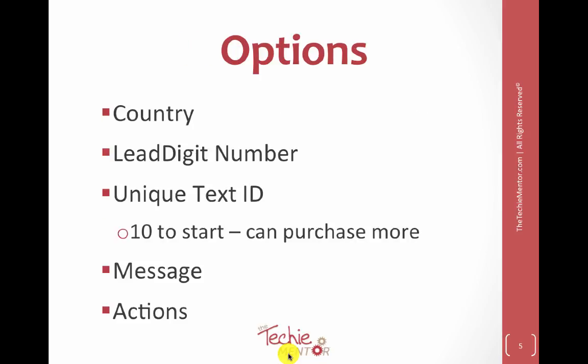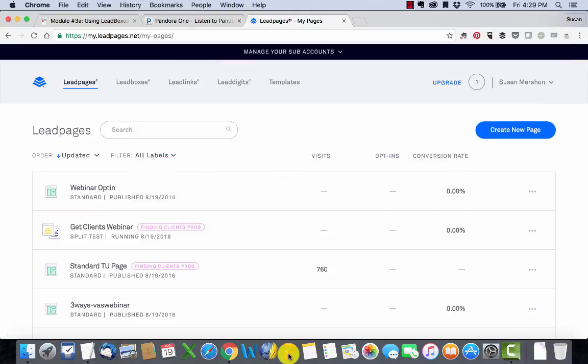Okay. So when it comes to setting up lead digits, you have a couple of options. You have to choose the country code. You have to choose your lead digit number. You have to include a unique text ID, and this is a number that you come up with, and you get 10 of these to start, and you can only use one per what they call campaigns. If you want more than 10, then you have to purchase those. Okay, then you obviously tell them what to do in the text message and then what action to take. So it's a relatively simple process.